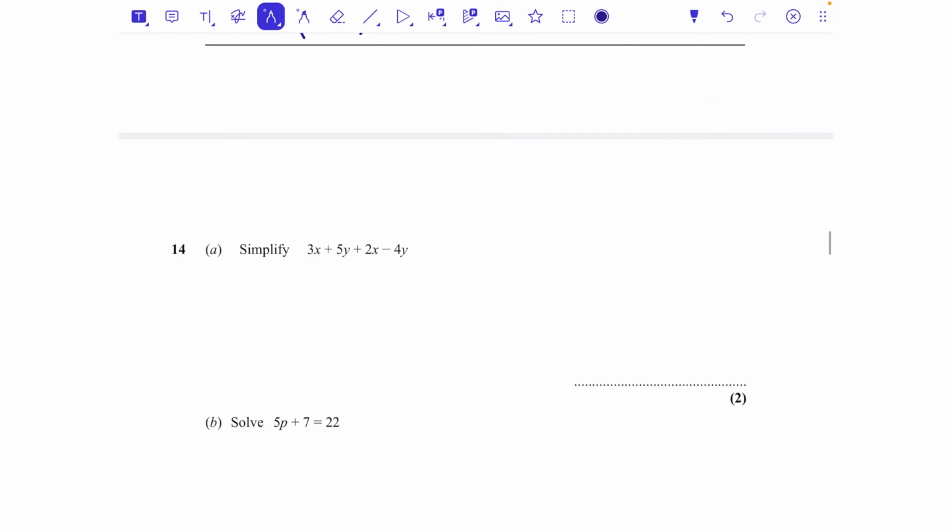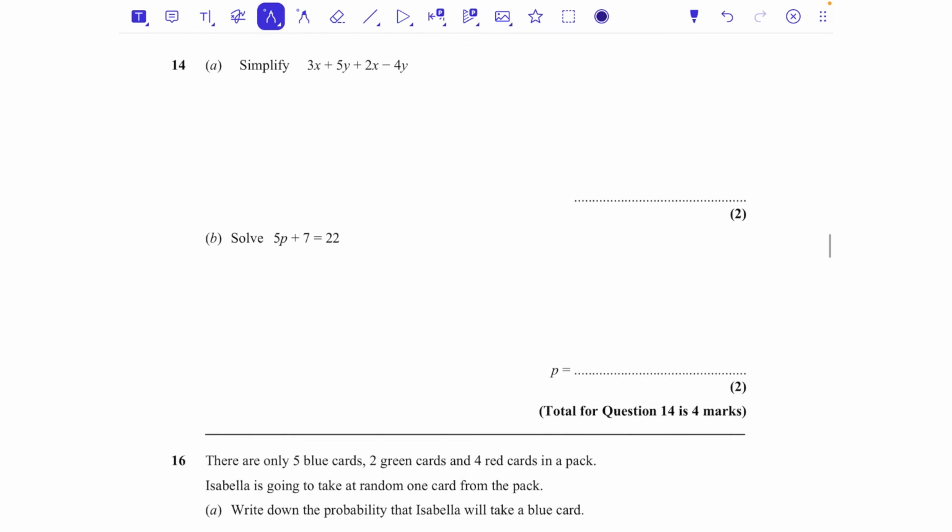Okay, question number 14, and we've got some algebra here. Simplify 3x add 5y, add 2x minus 4y. Now, we've got to collect like terms, so I can say 3x add 2x, that makes 5x. And I think most students would get that. And then you've got plus 5y, minus 4y, and that makes 1y. Now what happens is a lot of students will get those two but then won't know whether to put a plus or a minus between them.